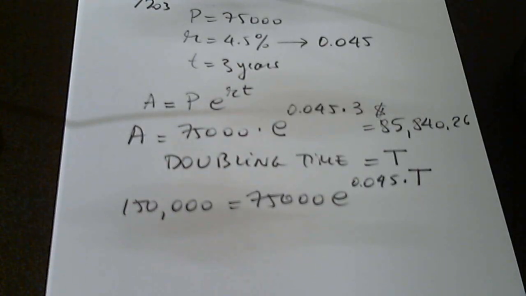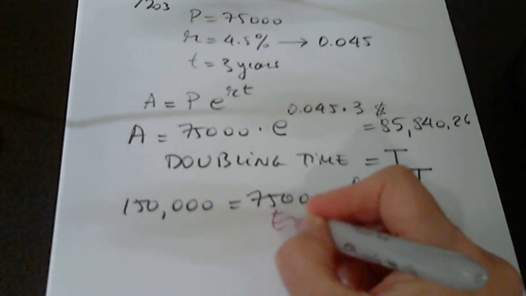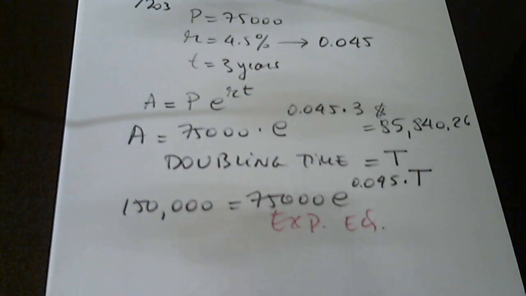This is what we call an exponential equation. How do I solve an exponential equation? Does anyone remember the steps? What should I do first? Anyone, please. What should we do first? We're solving for T. Please help.